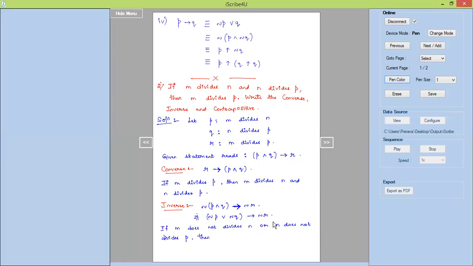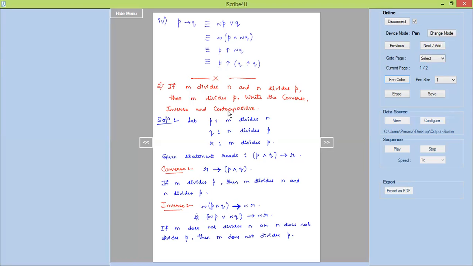negation R. Negation R means M does not divide P. M does not divide P. So this is how we can write down in the form of a statement the inverse of the given conditional.